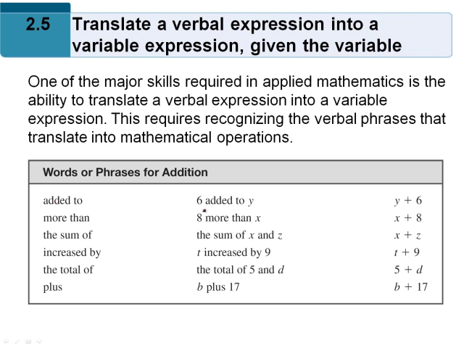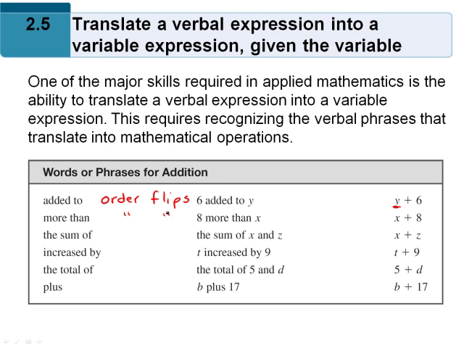Added to, look at the order here. 6 added to y. Well, since the 6 is added to the y, when you write it, the y has to come first. Y plus 6, okay? So there the order flips. So be careful about that, okay? Now, look at the next one, 8 more than x, same thing. If you want 8 more than x, you have to have the x first, and x plus 8. So on that one, the order also flips.